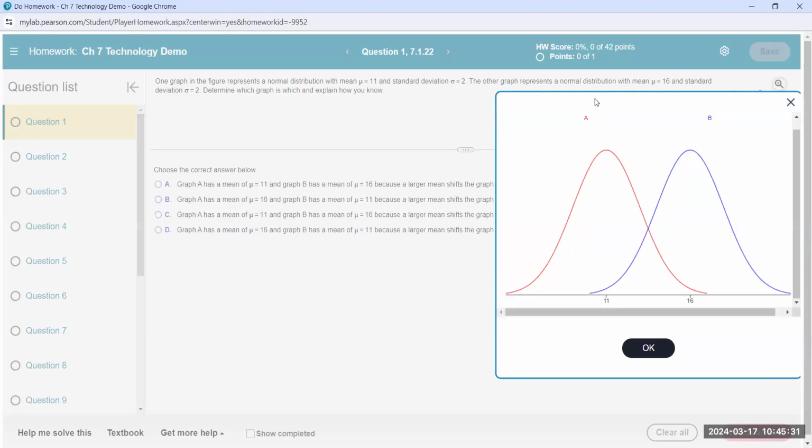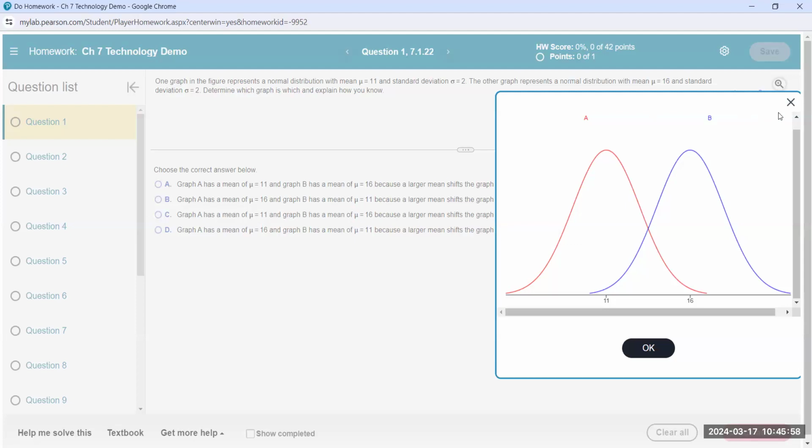Take a minute to read which one and see if you could figure out which one is which. Maybe pause the video. And then once you're ready, put it back on to see if you were correct for your problem. Okay, so A has a center of 11, so mean of 11. So I see there's 2 options. And then B's mean is 16.